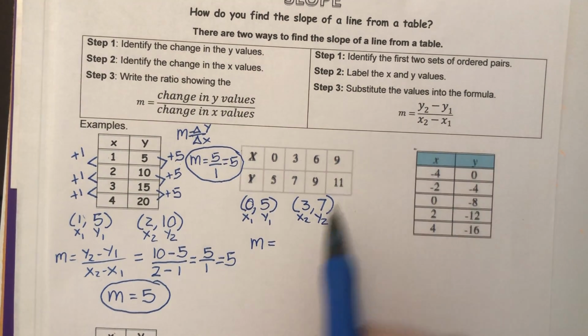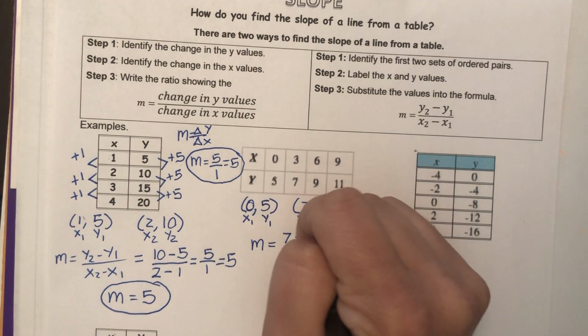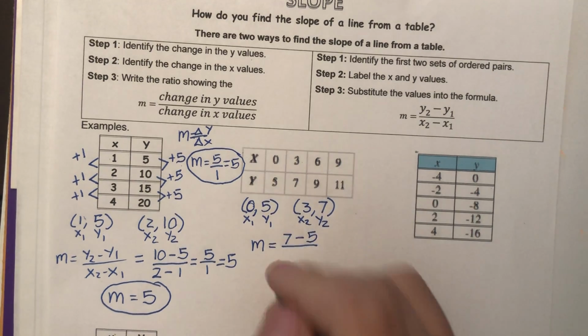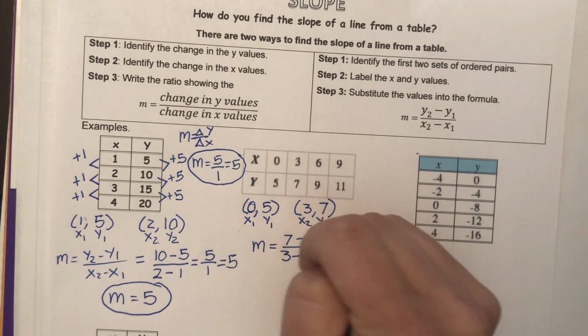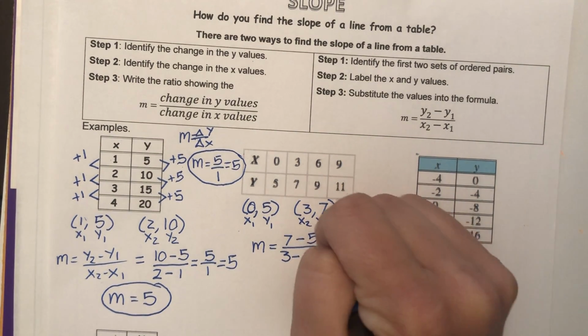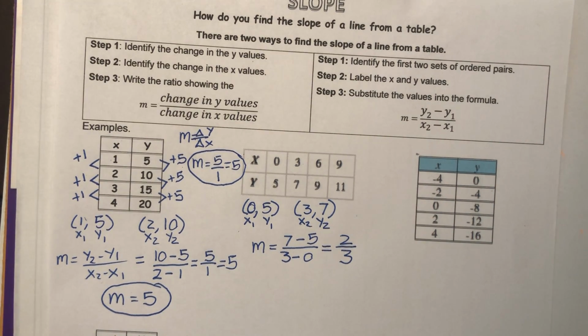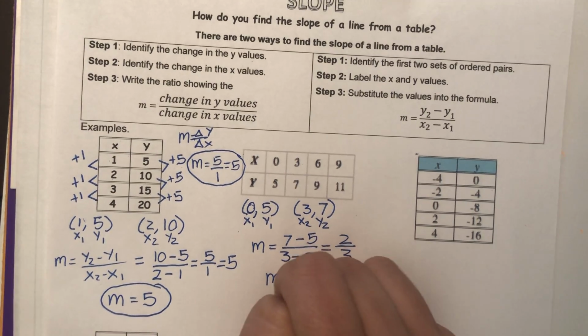y2 minus y1 over x2 minus x1. 7 minus 5 is 2. 3 minus 0 is 3. So the slope of this line is 2 over 3.